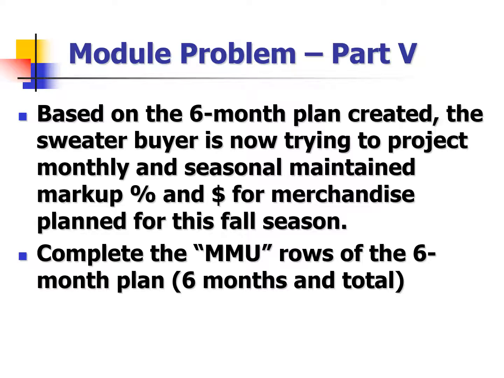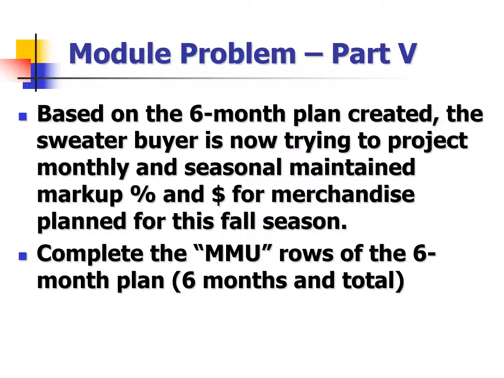Okay, makes perfect sense. So let's complete the MMU rows of the 6-month plan for both percent and dollar that correspond to sales numbers 29 through 34 of the chart on page 1. Also make sure that you show your work or rationale for 4 of the sales, 29, 30, 33, and 34.